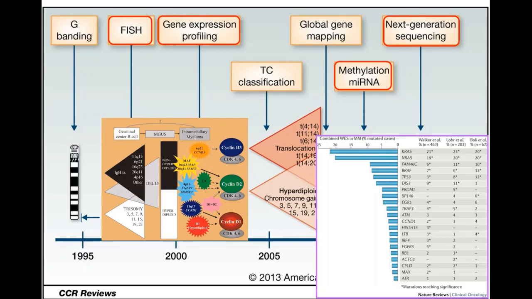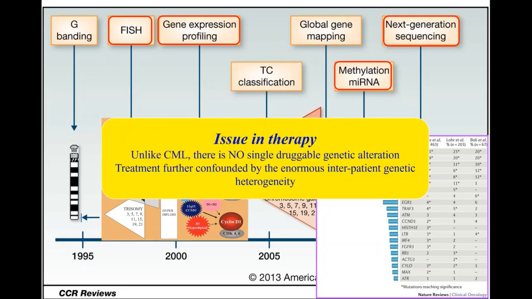What you see is that there are only some 10 plus recurring mutations in myeloma. It's not a lot. Even the most frequently mutated genes, like KRAS and NRAS, only account for some 20% of cases. Therefore, in myeloma, unlike chronic myeloid leukemia, we don't have a single druggable genetic alteration like BCR-ABL in the case of CML. Moreover, there is tremendous interpatient genetic heterogeneity, so we cannot use a single target to treat myeloma.